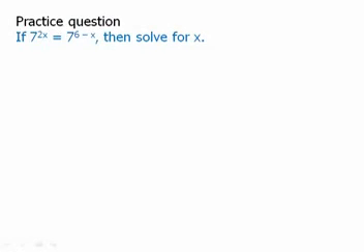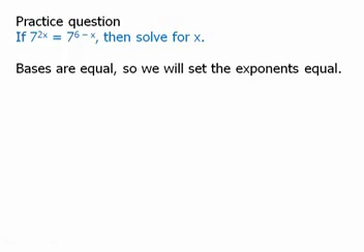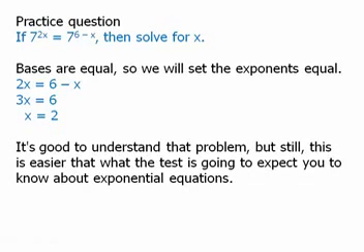Here's a practice question. Pause the video and then we'll talk about this. Okay, so those bases are already equal. We have a base of 7 on both sides of the equation. All we have to do is set the exponents equal and then solve. We'll add x to both sides, divide by 3, we get x equals 2. It's good to understand that problem, but still, this is easier than what the test is going to expect you to know about exponential equations.